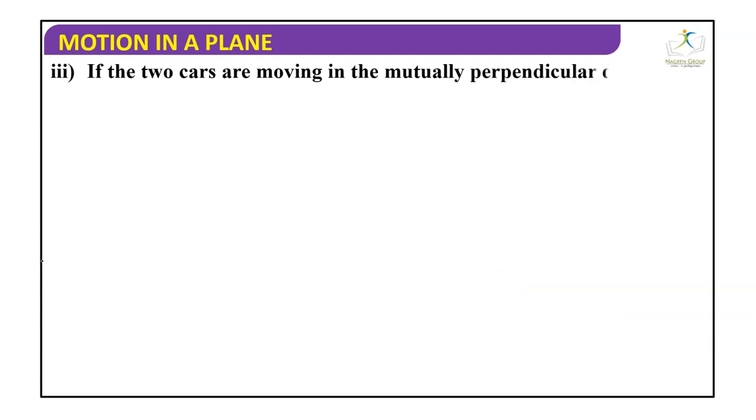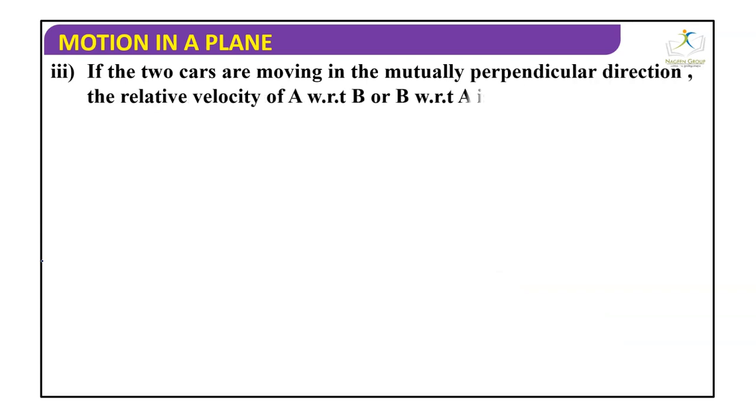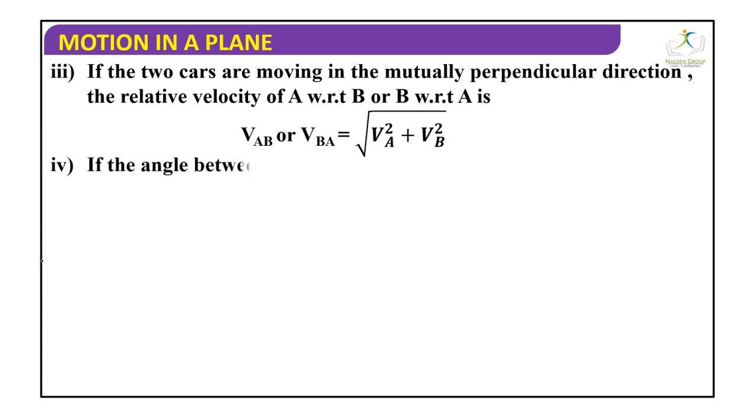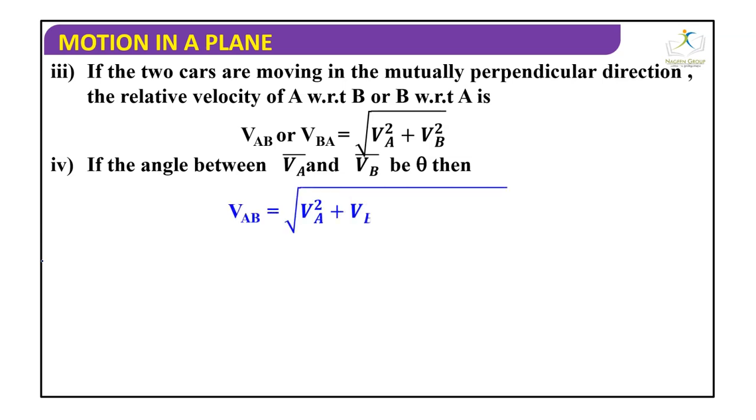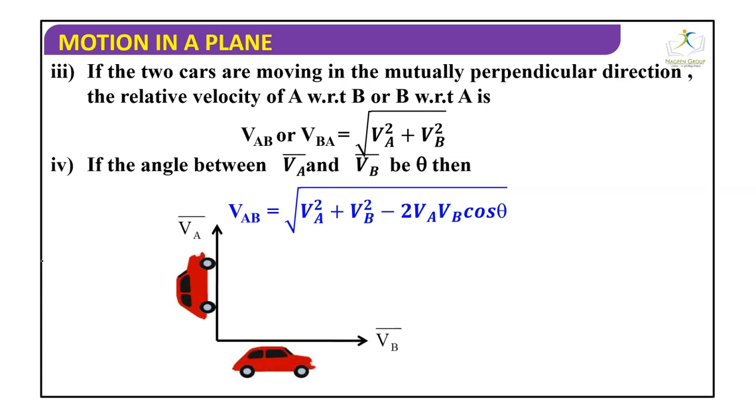Second, if two cars are moving in mutually perpendicular directions, then the relative velocity of A with respect to B or B with respect to A, VAB or VBA, equals under root of VA square plus VB square. Next, if the angle between vector VA and vector VB is theta, then VAB equals under root of VA square plus VB square minus 2 VA VB cos theta. As you can see by this diagram.